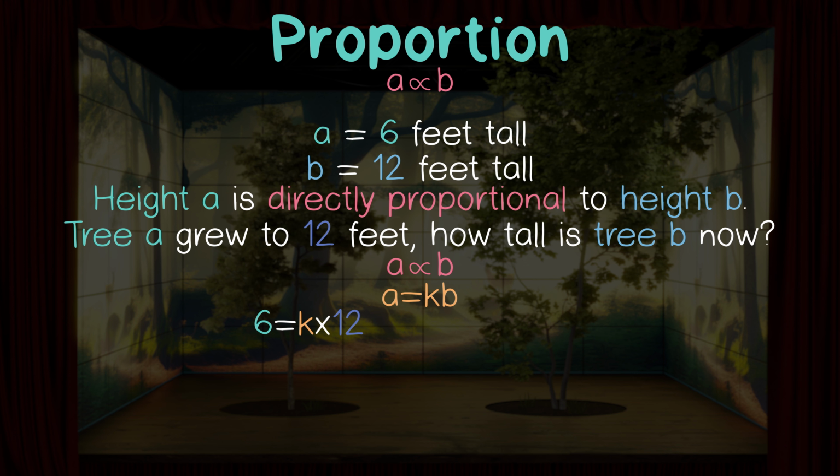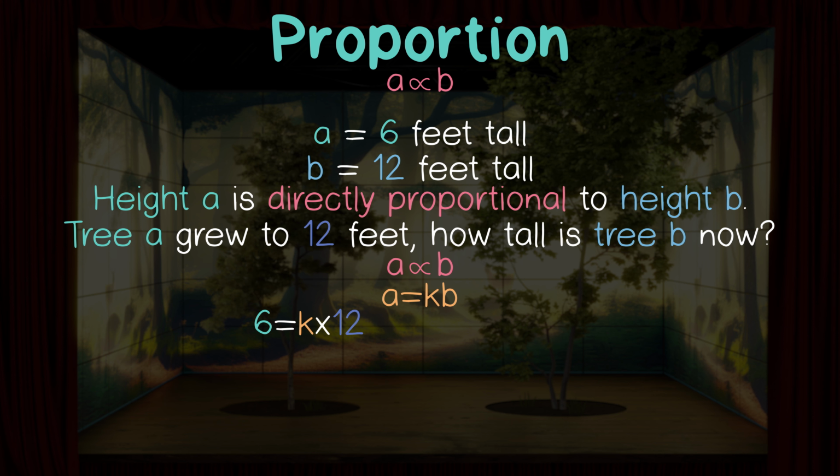I'll show you how, and what the parts of this formula are will start to make sense. When A was 6 feet tall, tree B was 12 feet tall, meaning A is equal to B multiplied by a constant that we call K, the constant of proportionality. And if we input the numbers we know, we can rearrange and find K, and then we can use this to find our new missing height, even though we can't see it.